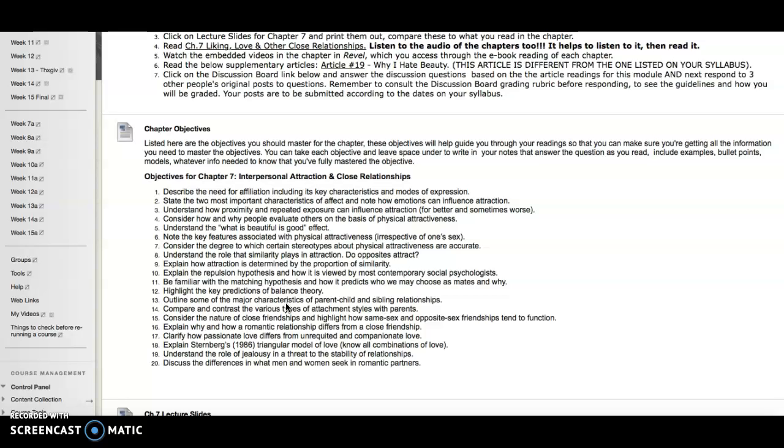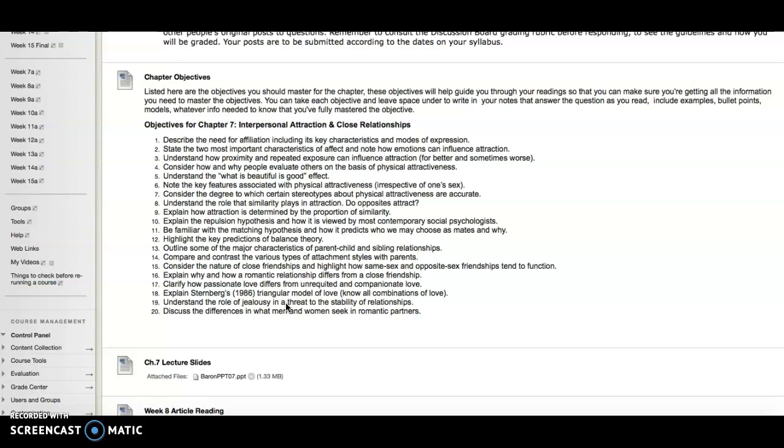So we'll be looking at how attraction is determined by a portion of similarity as well as traits that coincide or complement one another. We'll be looking at a few other different hypotheses proposed by more contemporary social psychologists, such as repulsion hypothesis, matching hypothesis, and balance theory, all of which help to predict why we choose the mates that we do. We'll be also outlining some of the major characteristics of parent-child and sibling relationships.